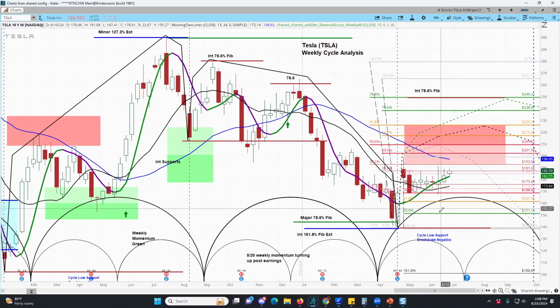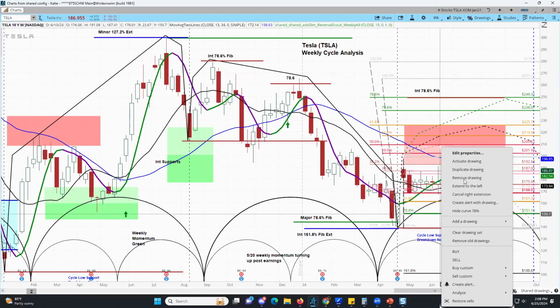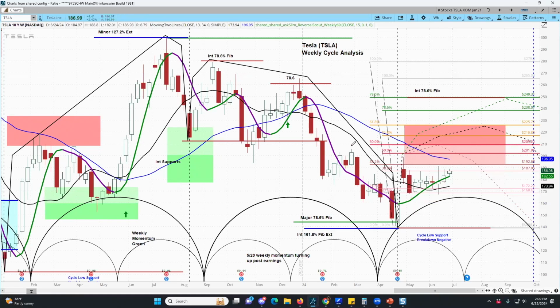So the question was about intermediate time frame analysis. The overall structure for Tesla here is still negative. It would need a close above either one or both of these 61.8s and then a breakout above that 78.6 to change this pattern significantly. However, right now the momentum is still positive.